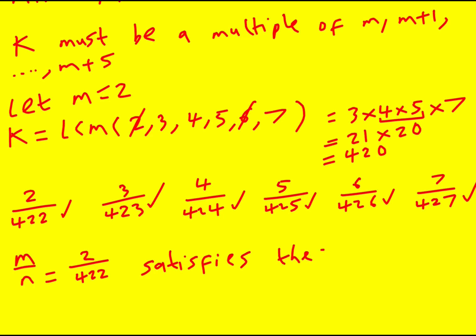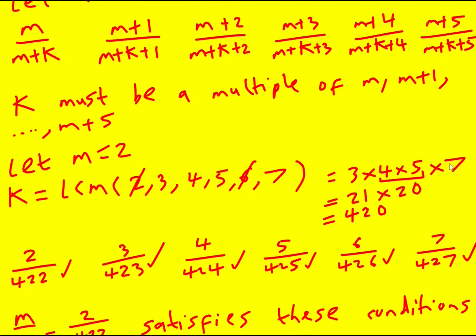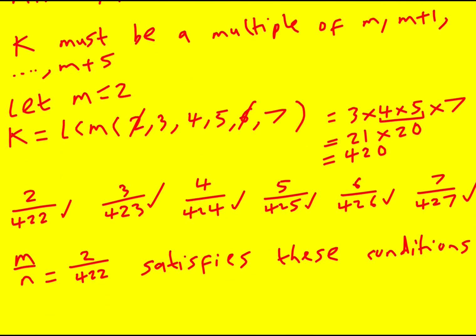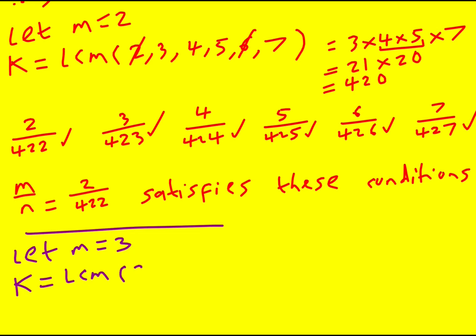Okay, we went from what I think is quite a tough problem to solving it very quickly using this idea of setting n equal to m plus k. I'm just going to do one more example. There's no reason why you have to let m equal 2. It's the simplest thing. But let's take another look. What about if we went with m equals 3? So then k, we could make it as simple as we can. The lowest common multiple of 3, 4, 5, 6, 7, and 8.